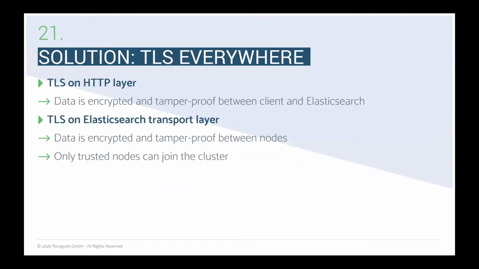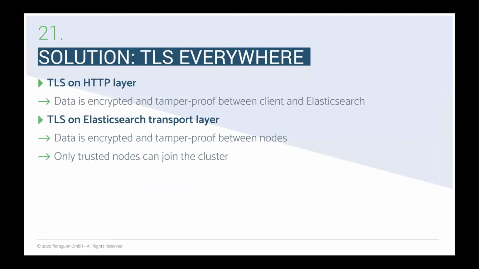Now, how can we solve the problem? Well, with SearchGuard, one of the biggest building blocks of our security solution is TLS. So we have TLS everywhere in Elasticsearch. First of all, on the HTTP layer, I think that's quite clear. Whenever you query your data with curl or a browser or whatever, we apply TLS, which makes sure the data is encrypted and also tamper-proof between the client and Elasticsearch.